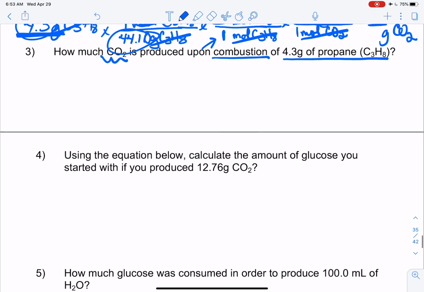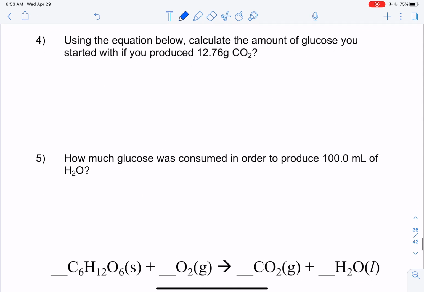Okay, so we've got more to do. Moving on to number 4. Using the equation below, this one right here, we want to calculate the amount of glucose that we started with if we produced 12.76 grams of CO2. So we know how much product we made, how much CO2 we made, and so we want to go backwards and figure out how much C6H12O6 we started with. This right here is glucose. That is a sugar, and it's very important to us because that's what our cells like to eat. Nom, nom, nom, glucose.